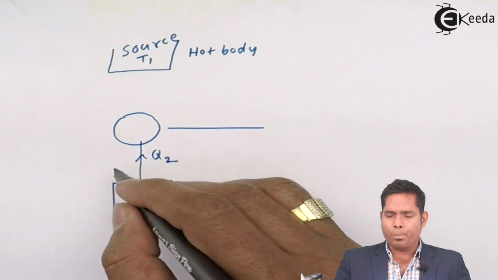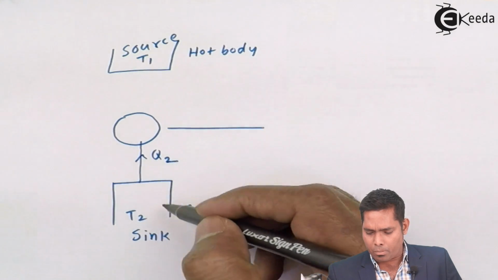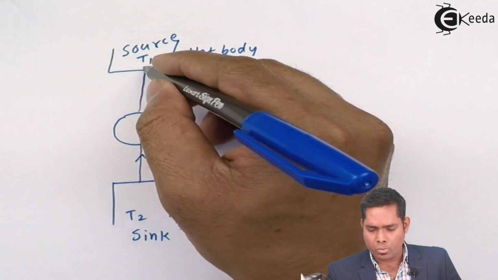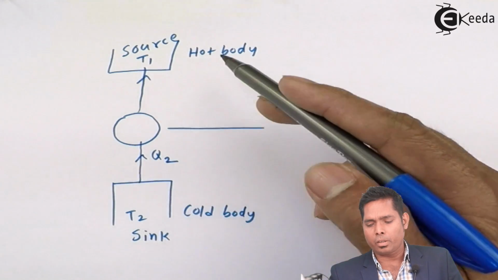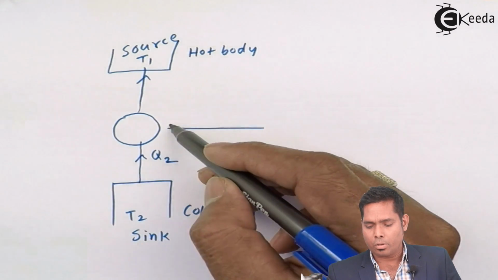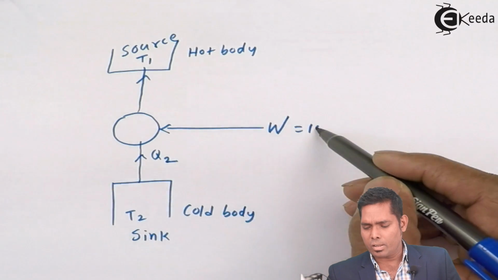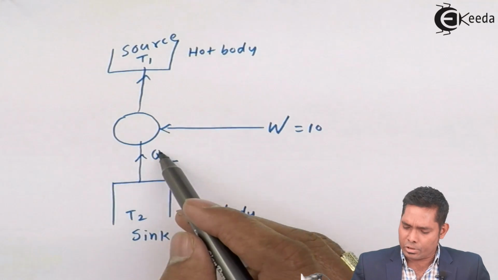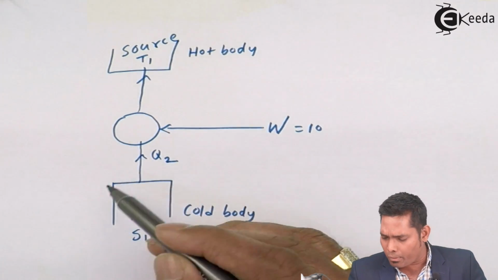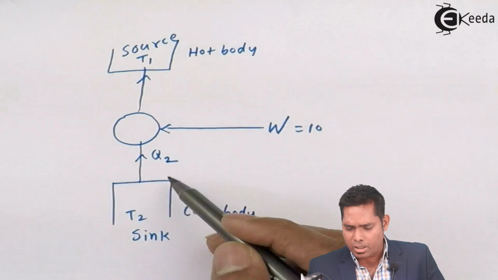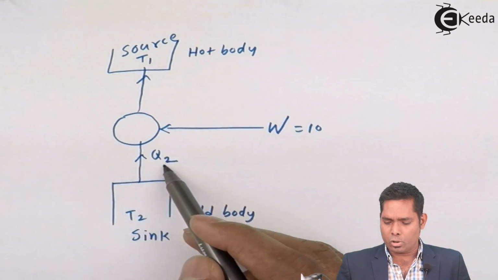Your aim is to take the heat from low temperature and reject it to the higher temperature. Heat cannot flow from a body at low temperature to a body at higher temperature on its own. You have to supply some energy, that is the work done. This work done is given as 10, and this is the amount of heat absorbed from the body at low temperature, the cabinet of the refrigerator, and that is Q2.